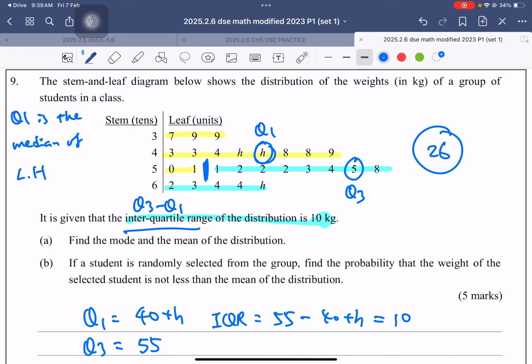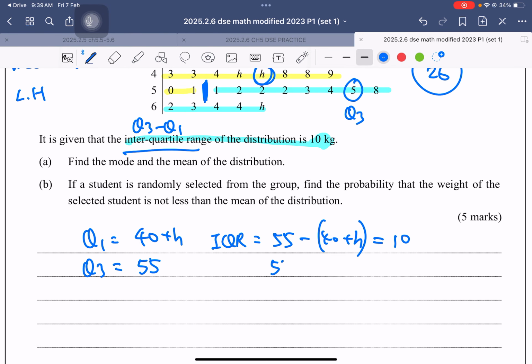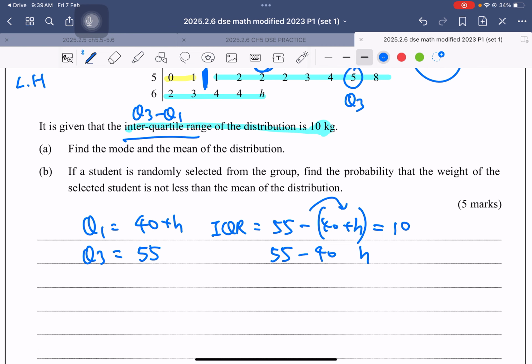I'm missing something. The bracket. Yes, the bracket. Okay, understand? So now I need to expand the brackets. I have 55 minus 40, and then what's H? I expand the bracket, I have... this is the minus outside the bracket, so I need to change to minus H, equal to 10. So I'm moving the H to the right-hand side, it becomes positive H, so I have H is equal to 5. Okay?